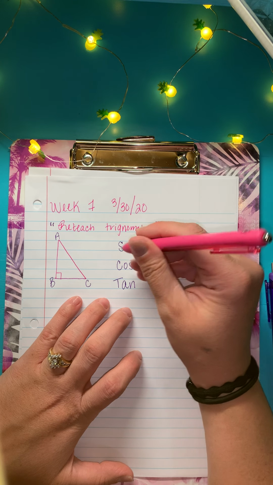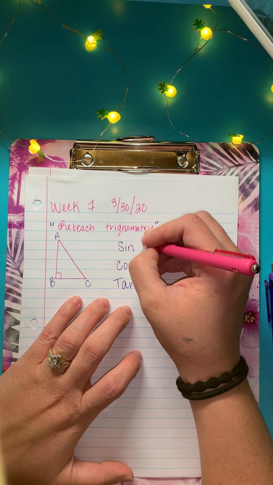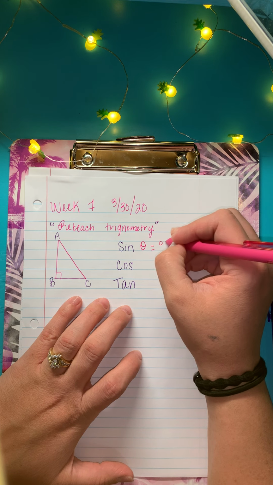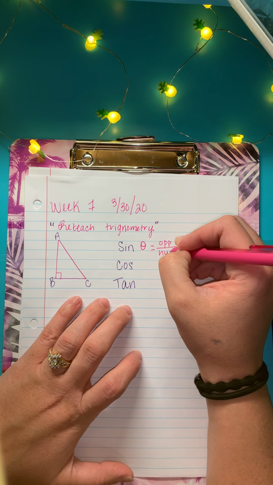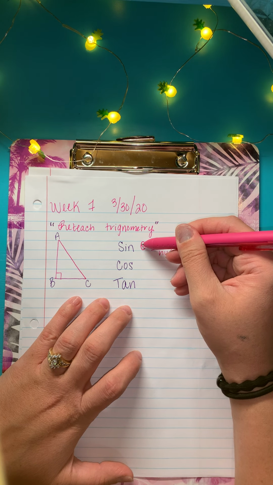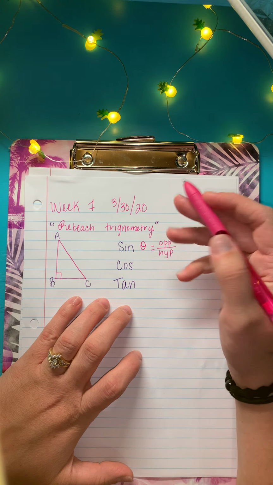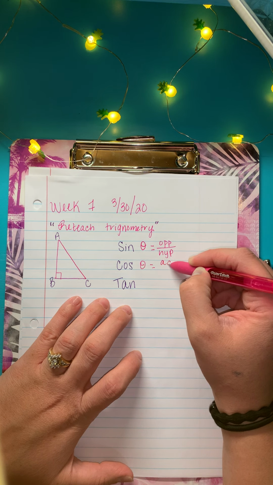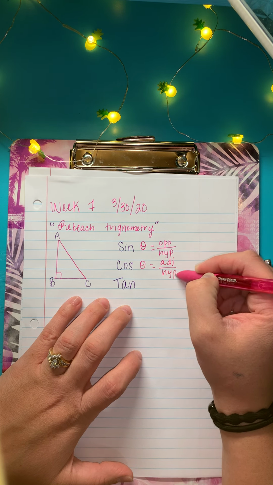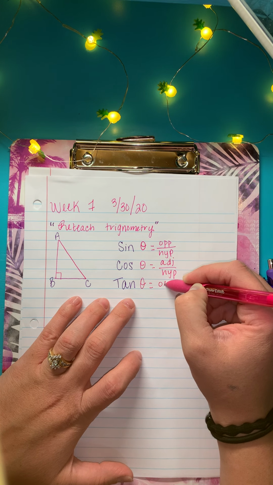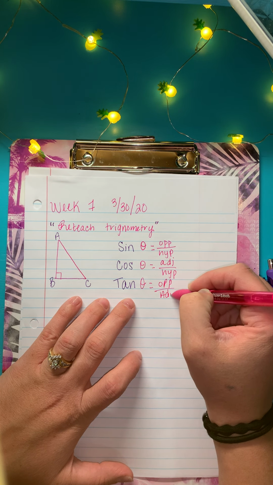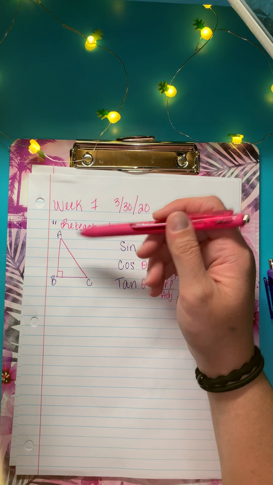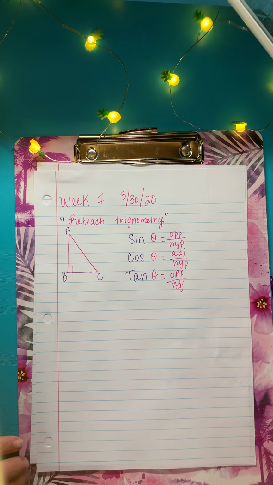So typically our trig functions are written as an equation that looks like this. This theta is a Greek letter. It's used to represent an angle measure. And then our opposite and our hypotenuse are just sides of the triangle. So depending on what angle you're looking at, this is going to tell you what side is opposite, what side is adjacent, what side is the hypotenuse.